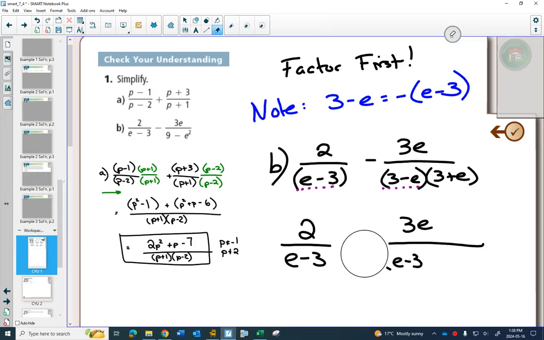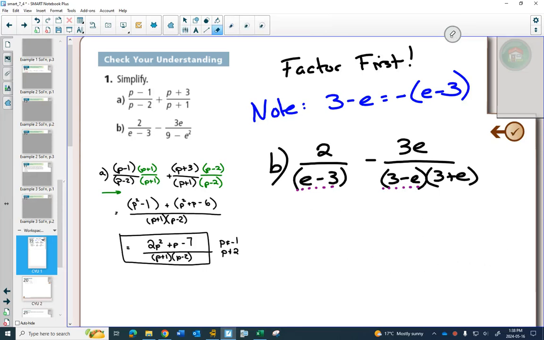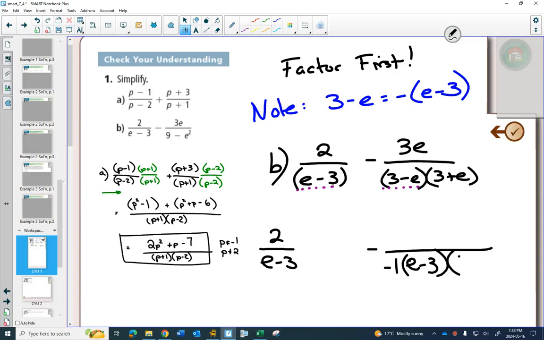Oh, and I'm going to leave some space. I'm going to write 2 minus 2 over e minus 3. Leave some space for my common denominator. Then make my subtract. I'm going to factor out a -1. Leave me e minus 3, 3 plus e. And I have 3e on the top. This is grouped together.